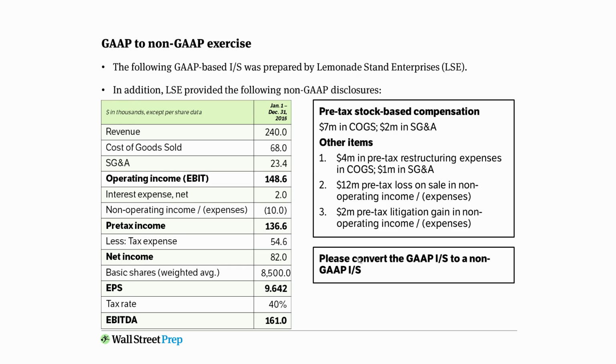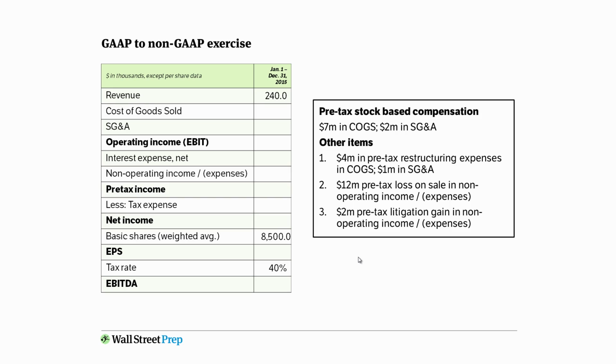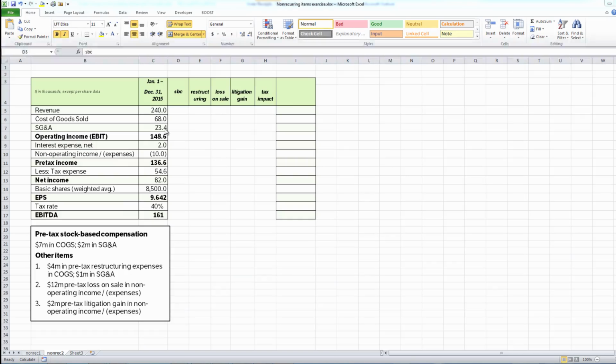When you're ready, go to the next slide. Hit the pause button, fill out the income statement. When you're ready, hit unpause, and we're going to go through it together as a group. So let's go through this exercise.